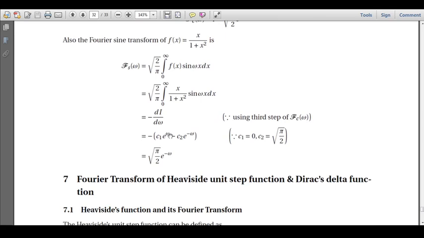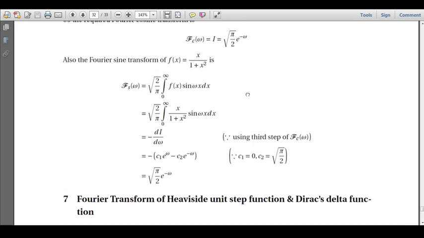Minus di by d omega. We have written di by d omega as c1 e raised to plus omega minus c2 e raised to minus omega. This minus is this minus. So when we put c1 equal to 0 here, this term goes to 0. c2 is equal to root of pi by 2, but minus into minus is positive, so plus root of pi by 2 into e raised to minus omega. That means we got this result. Fourier cosine transform of 1 by 1 plus x square is root of pi by 2 into e raised to minus omega, and Fourier sine transform of x by 1 plus x square is the same thing, root of pi by 2 into e raised to minus omega.